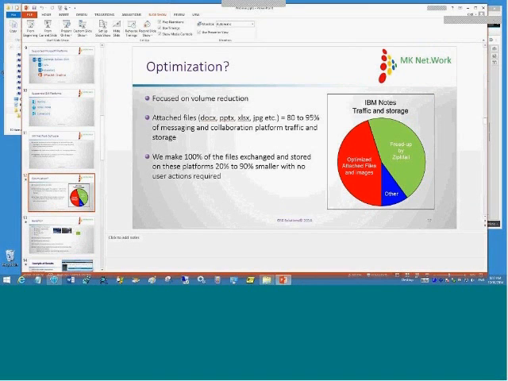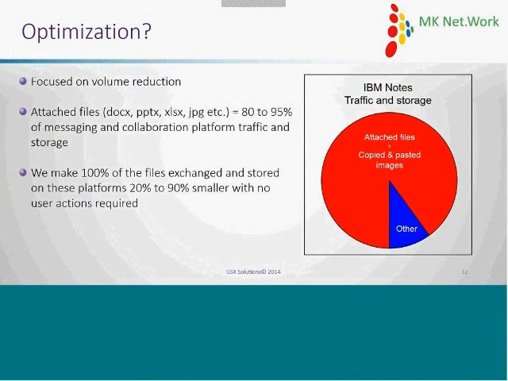Okay. So, optimization, what do we mean? In fact, mainly volume reduction. And when we speak about volume in messaging environments or collaboration environments, we mainly are talking about files, attached files, uploaded files, etc. Attached files are the most significant part of your traffic and storage.